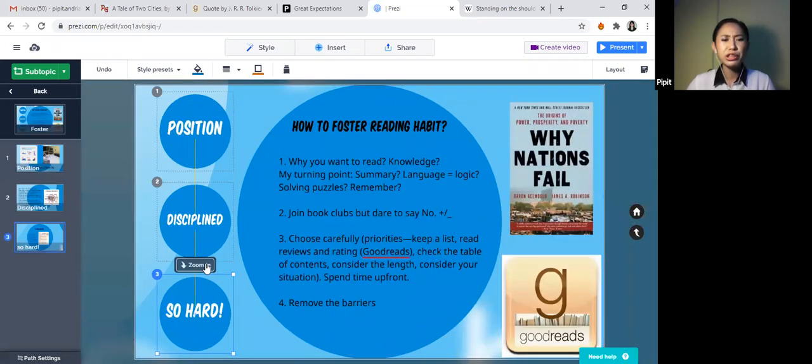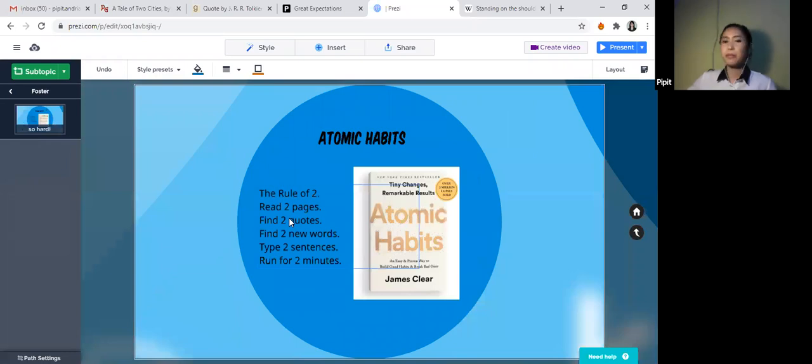And what if it's so hard? This is something that my students always say. "So hard, Miss Pippin." Well, this book will probably help you. Atomic Habits. They have something called the rule of 2. If it's really hard for you, just read 2 pages every day.